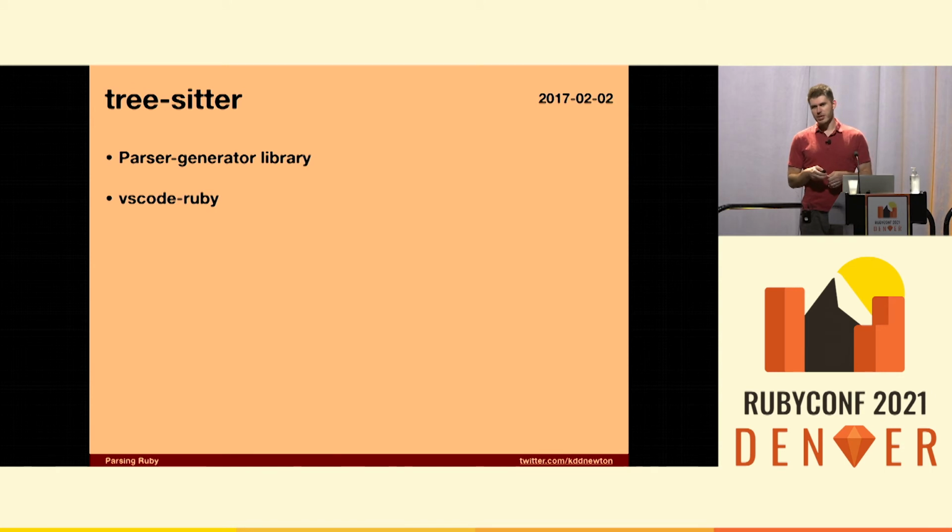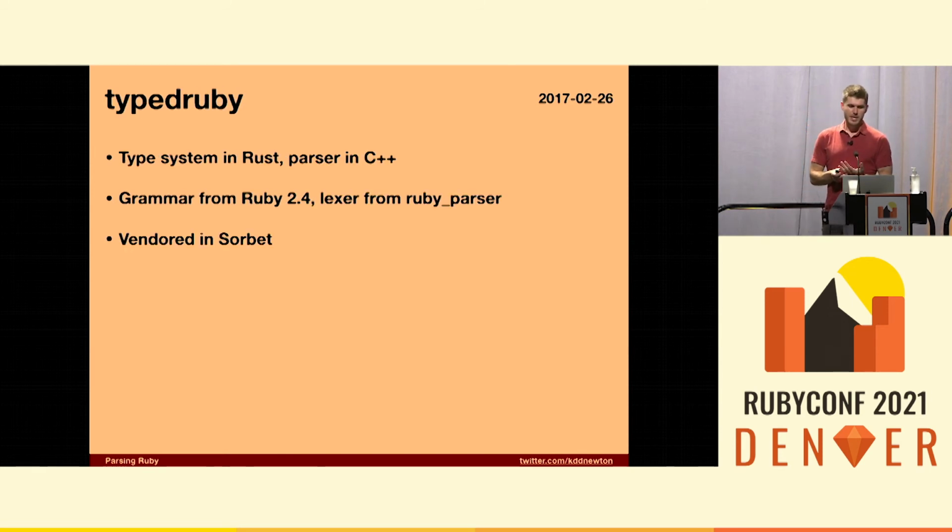Around this time, a project comes out called TreeSitter. TreeSitter is a very interesting parser project, a parser generator library that is used mostly for IDEs. And it has a plugin for the Ruby grammar that is not all the way there, but it's enough that you can use it for like go-to definition on GitHub. Typed Ruby comes out around this time, which is a type system written in Rust. The parser is written in C++. I included this because it's kind of interesting. They basically forked the grammar, the parse.y from Ruby. They took the Lexer from Ruby parser, and then eventually Sorbet, when they wanted to have a Ruby parser, they just used this one as well.